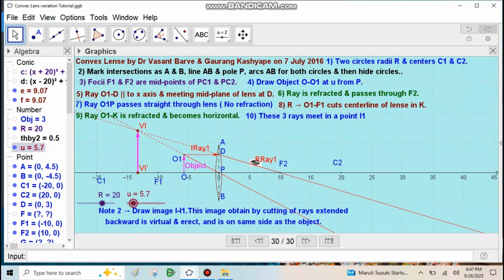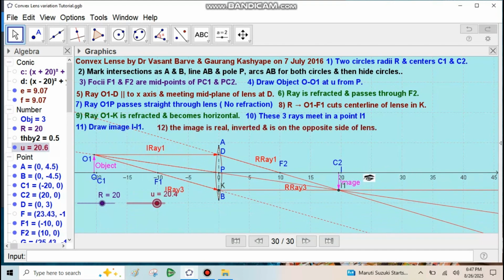So I hope you can construct this at home, right? See, this entire variation can be seen.